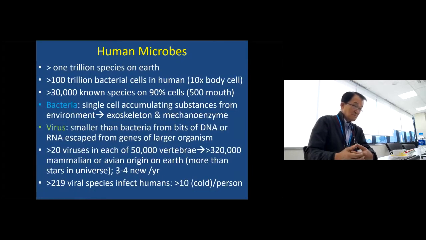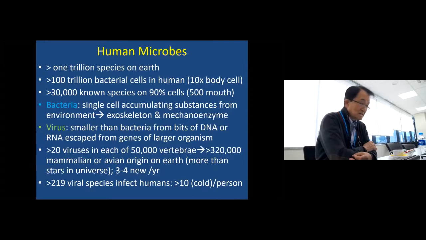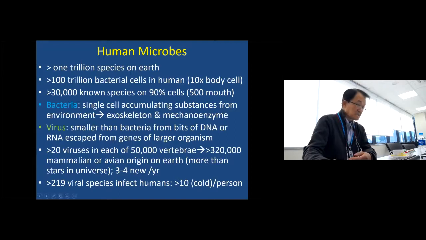So they say that we have more than 1 trillion species of microbes on Earth. And in our body, there are more than 100 trillion bacterial cells. That's 100 times more than our body cells, 10 times more than our body. And the known species is about 30 to 50,000. In our human history, there are more than 50,000 known viruses.